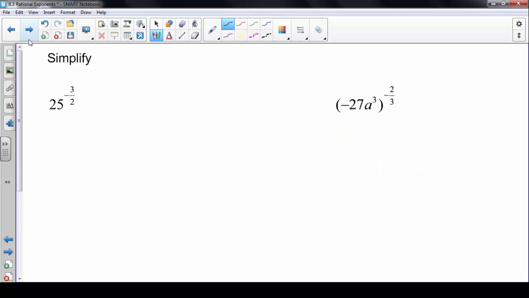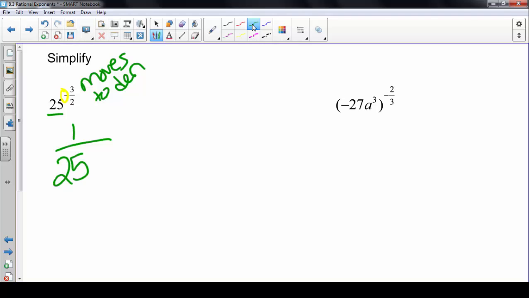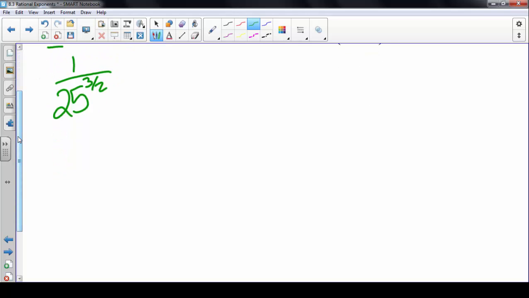All right, now we're also adding in negative exponents. So we've got this negative here. Remember, all that means is that it moves to the denominator. And it just moves the base. In this case, our base is that 25. And when we move it, then that exponent becomes positive. So now we've got 1 over 25 to the 3/2.